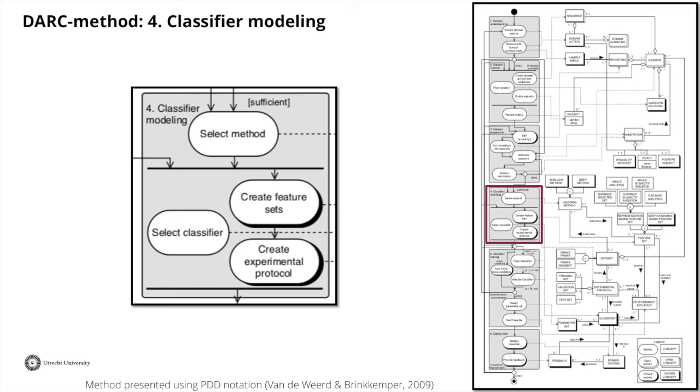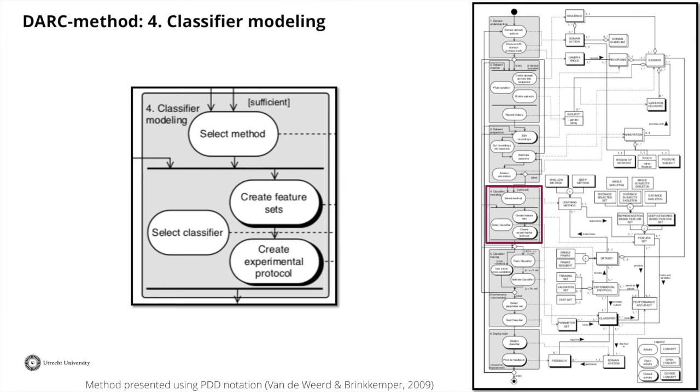Once a method has been selected, feature sets need to be created or extracted in order to recognize the various actions. In addition, one or multiple classifiers need to be selected for the classification task. Many classification methods exist, such as random forest and k-nearest neighbor, but not every classifier is appropriate for every classification task or dataset. The choice may also be influenced by the available time and computing power.